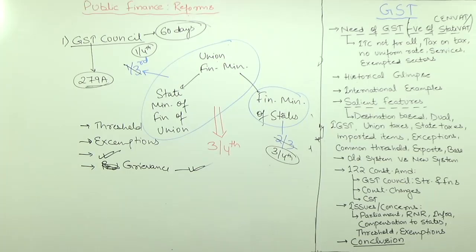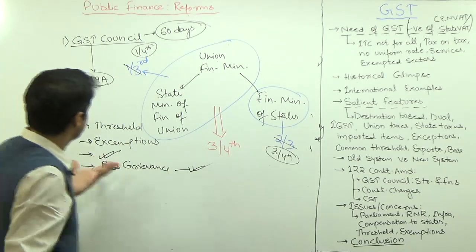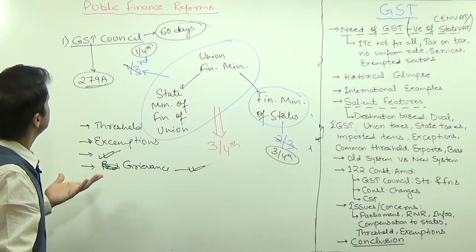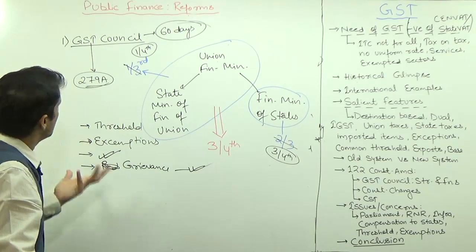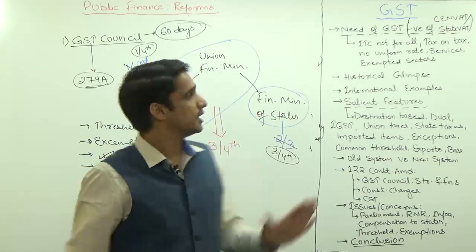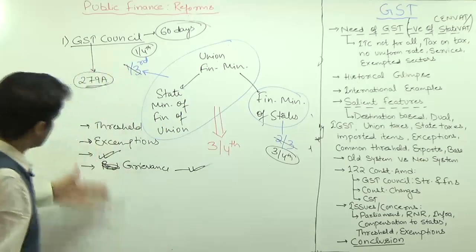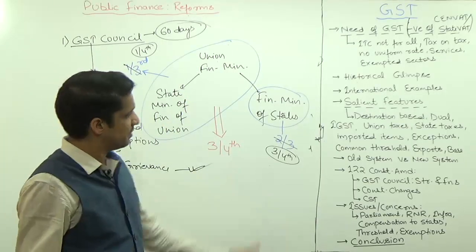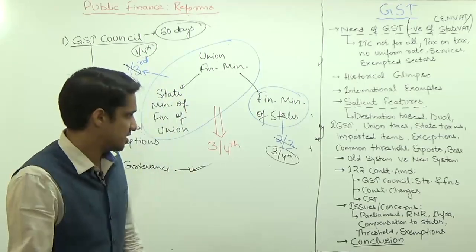Then a few more functions of the GST Council. The GST Council will decide how to distribute the IGST. How much will go to CGST, how much will go to SGST. All these things will also be decided by the GST Council. So these are the major functions of the GST Council.